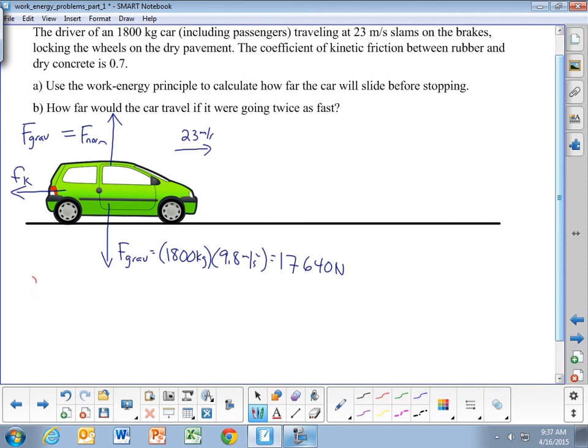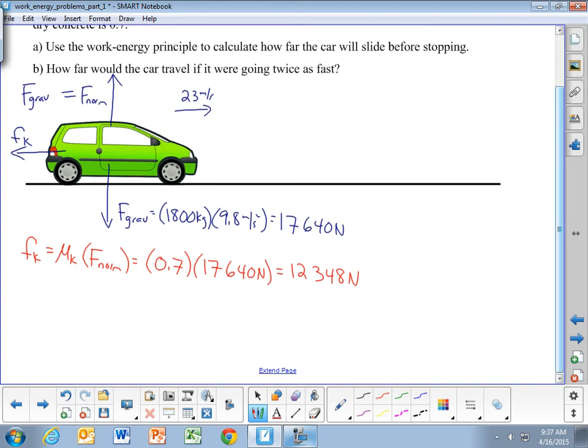And so we could calculate that force of friction. The force of kinetic friction is the coefficient of kinetic friction times the normal force. We're told that the coefficient of friction is 0.7. The normal force was 17,640 newtons. And that gives us a force of kinetic friction of 12,348 newtons. Okay, so we're trying to find what is this distance d that it slides before the speed is 0.